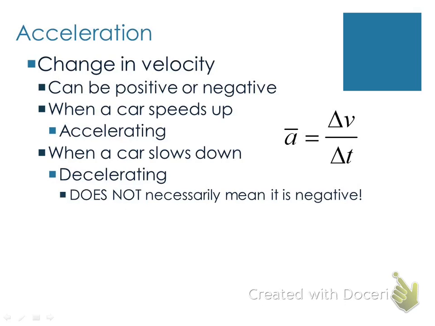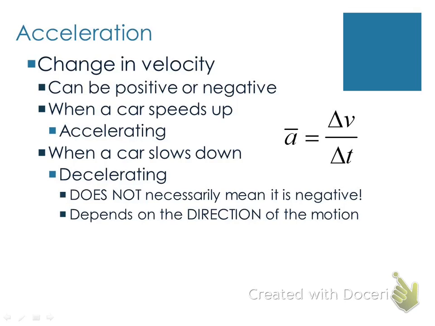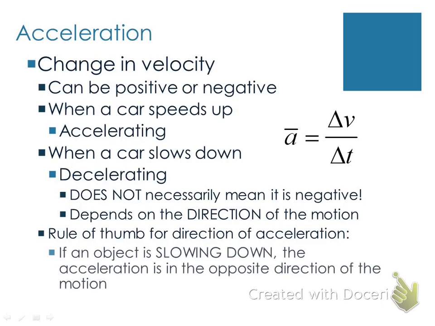The rule of thumb for the sign is this, okay? If an object is slowing down, so if an object is decelerating, the acceleration is in the opposite direction of the motion. Okay, so if an object is slowing down, the acceleration sign is the opposite of the motion. Okay, and we're going to look through some examples that demonstrate that here using our equation for acceleration.